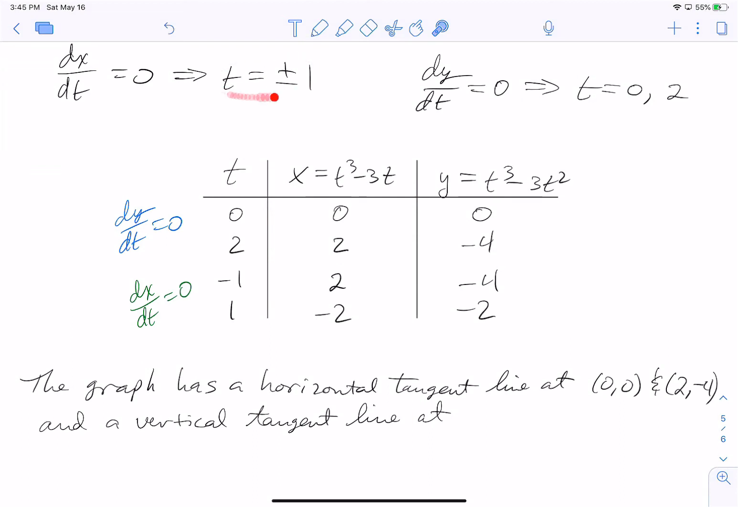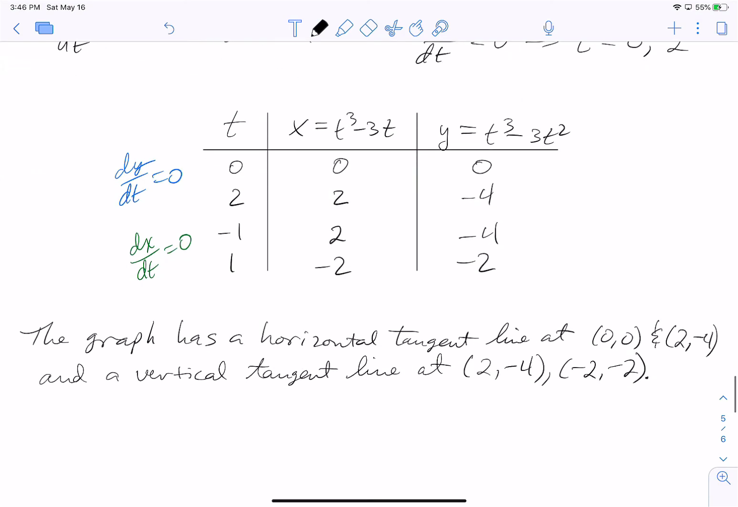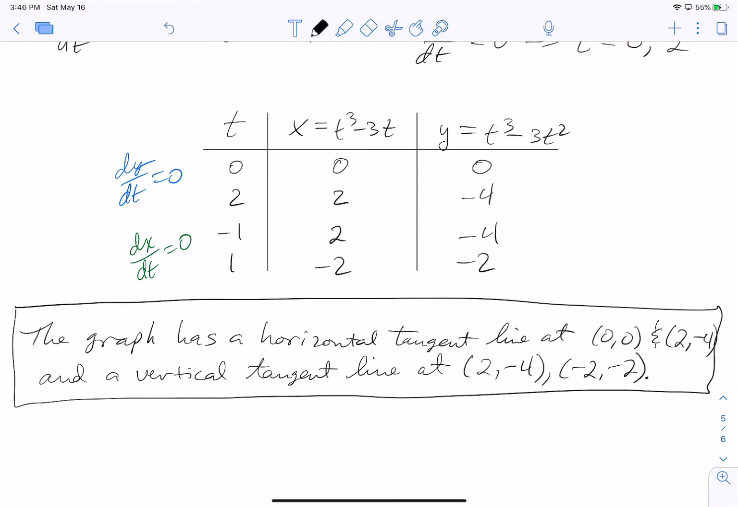When t is plus or minus 1, well, when t is negative 1, we have x is 2 and y is negative 4. When t is 1, we have x is negative 2, y is negative 2. And so the graph has a vertical tangent line at (2, -4) and (-2, -2). You may notice something about what we've written down either in the table or in our final answer. Do you notice anything interesting?